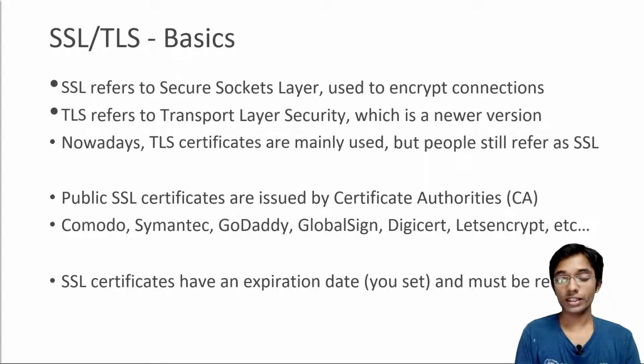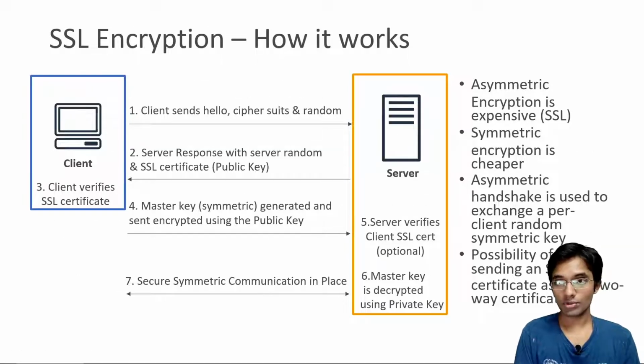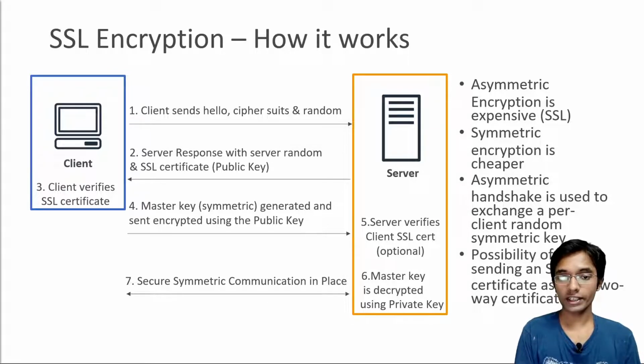So how does SSL encryption work? Well, you have a client and a server, and they need to talk to one another using a secure channel, so they need to use SSL encryption. The thing is, asymmetric encryption, which is the basis of SSL, is very expensive, and by expensive we mean in terms of CPU cycles required to encrypt and decrypt. The other type of encryption is symmetric encryption, which is much cheaper, but SSL is only for asymmetric.